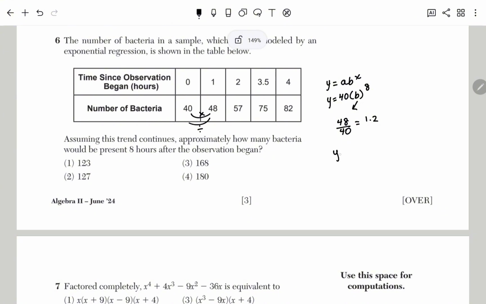So I rewrite my equation. Y equals 40 times 1.2 to the 8th power. So I put that in my calculator, and I'm going to get 171.992. Our question says approximately. So which is the closest answer to 171.9? Answer choice number 3, 168. We know that again it says approximately, so the closest answer. That is question number 6.